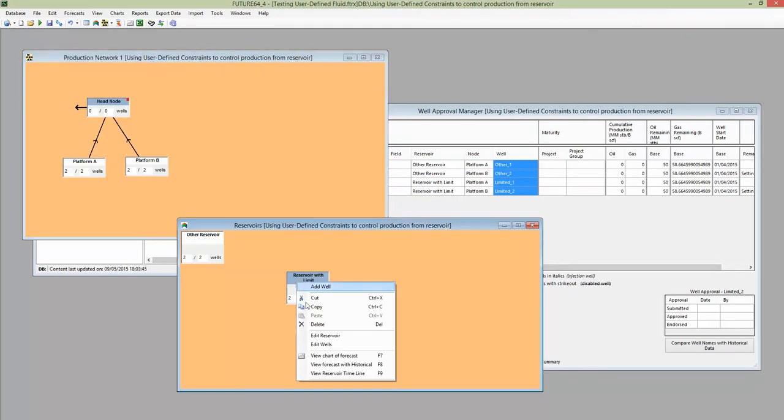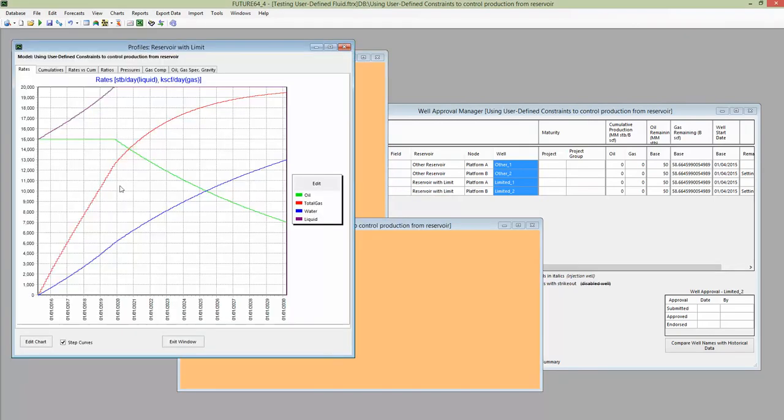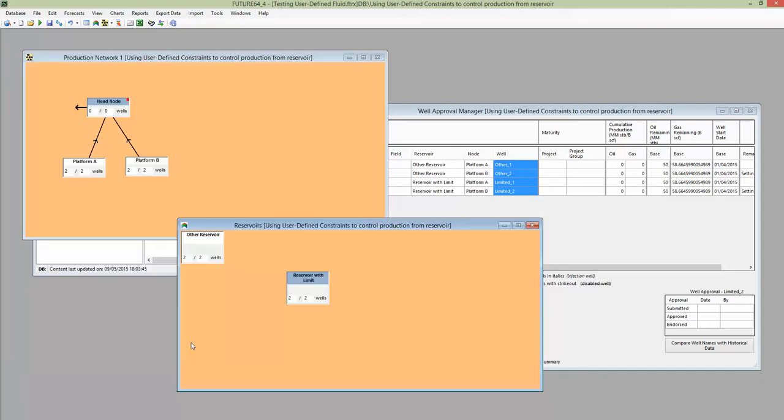what we should see is a constraint on the production of the reservoir of 15,000 barrels. So that's an illustration of how the new user-defined constraint functionality can be used.